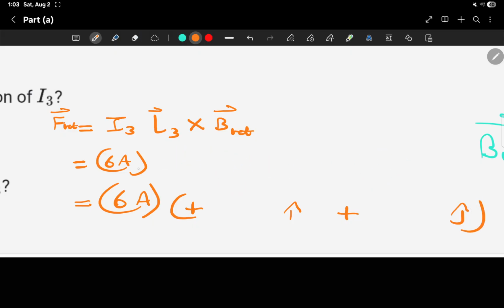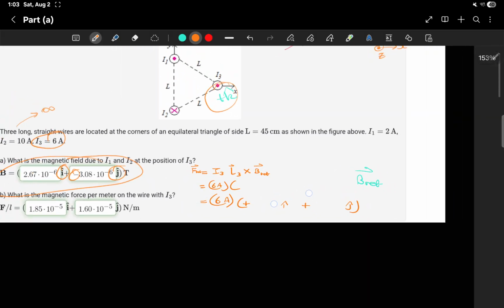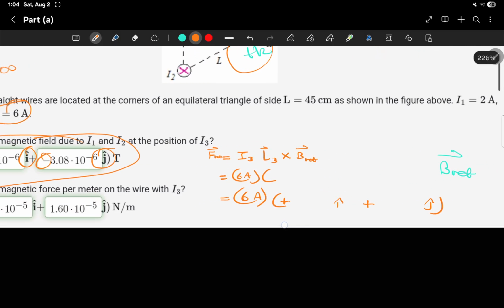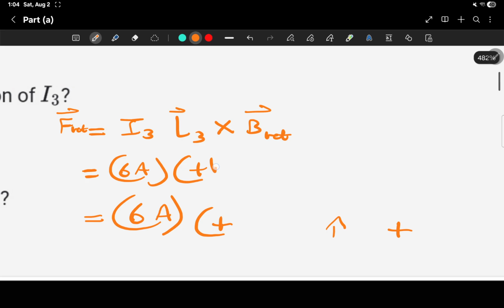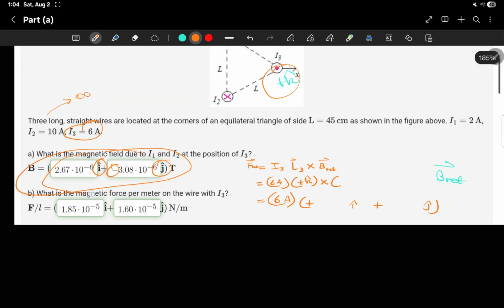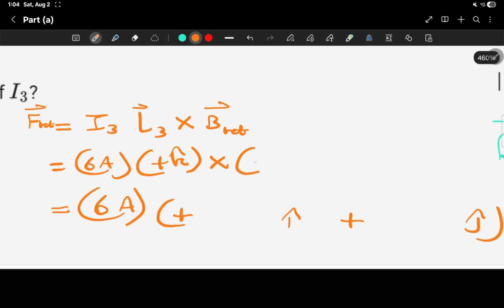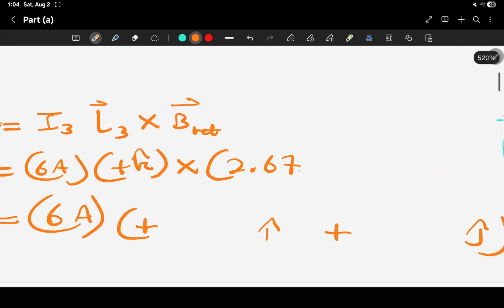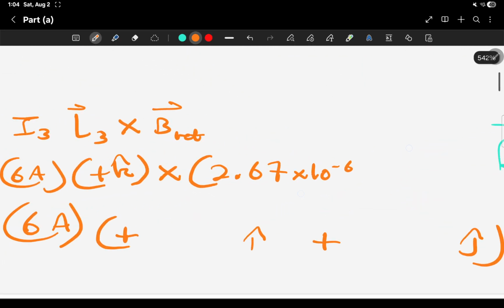Now I'll actually show you the entire formula with the numbers. This is still going to remain positive k hat because we don't need the number. It's just infinite, so it doesn't really matter. Again, to get an explanation on that, it's better to ask your teacher. And then we plug in the actual values here, which is 2.67 times 10 to the negative 6 in the I hat direction.